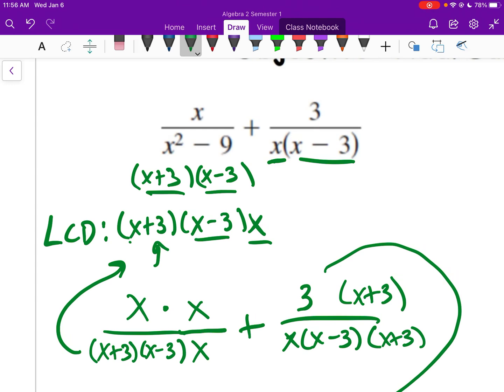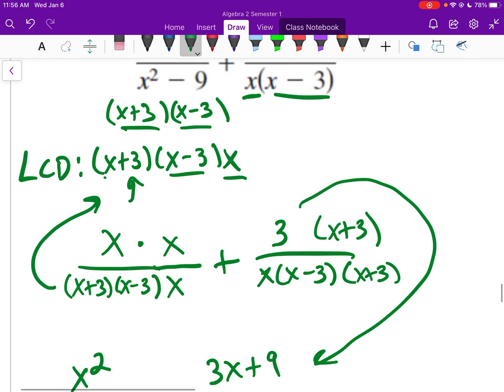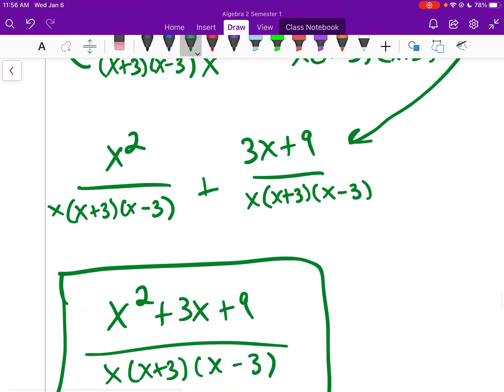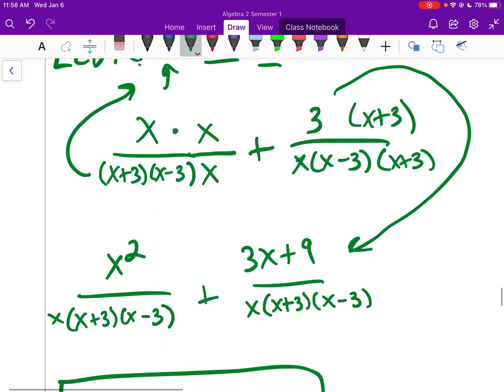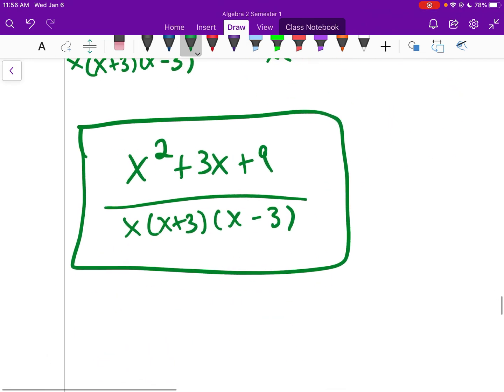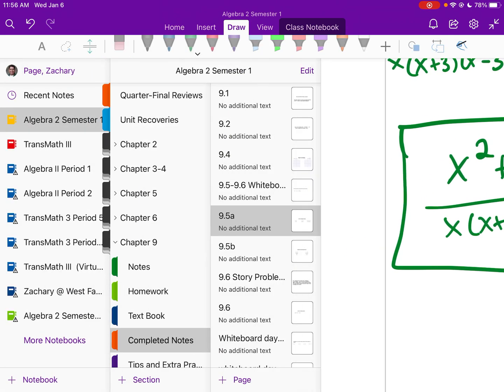of that term by that missing factor. So do that for both terms or however many terms that you have. Now that you have that common denominator, now you can actually add or subtract after you do that multiplying, like we did with the 3 times x plus 3. Combine any like terms. At this point, when you get to your answer, make sure that does not factor. If it does factor, factor it to see if it does simplify any further.